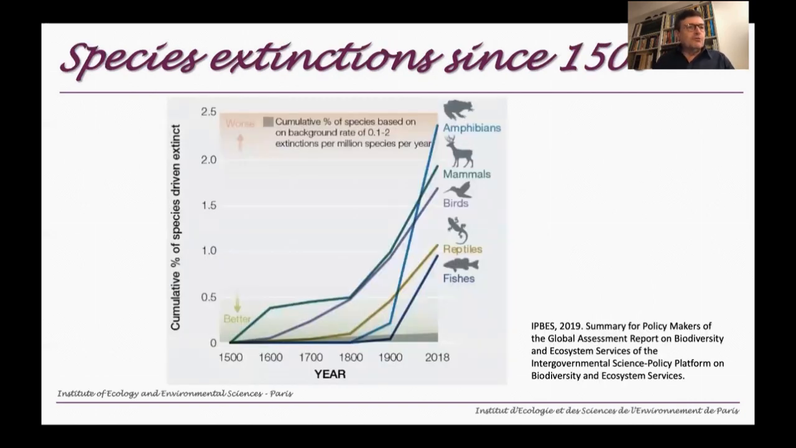We have a big problem with biodiversity today. It is declining rapidly. In 5 centuries, we have lost at least between 1 and 2% of birds and mammals and 2.5% of amphibians. It is huge, and it probably never happened before during the long history of the planet.